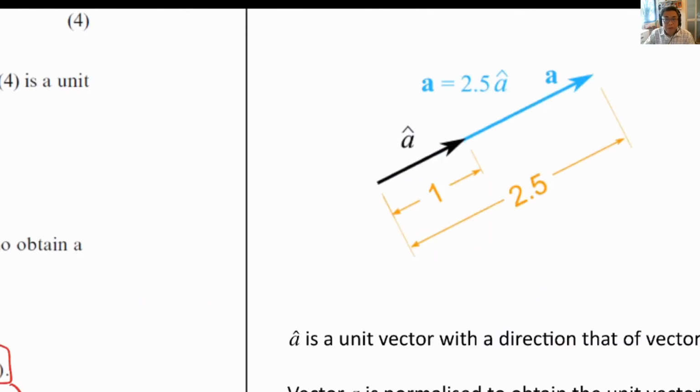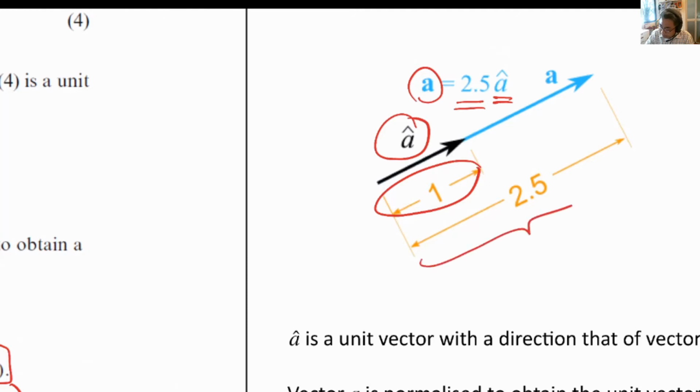Why are we interested in unit length vectors? Well, in this example, the unit length vector is a hat. Any vector a in this example can be represented as a scalar value multiplied by a hat, the unit length vector. 2.5 basically means that the length of a is 2.5 times longer than the unit length vector a hat, and it is pointing in the same direction as a.